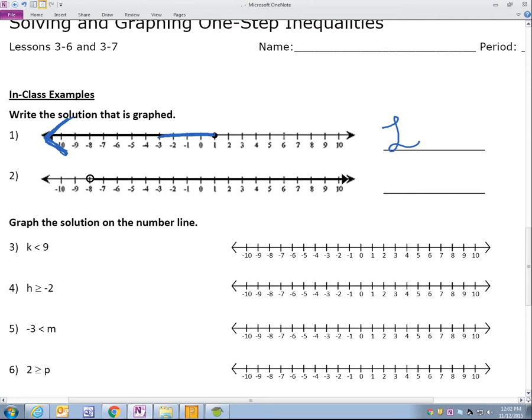Yes. Like I said, the answer is less than, yes. And how did you know it was less than? Because the arrow. Yeah.